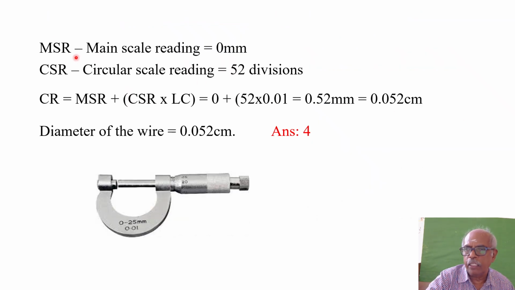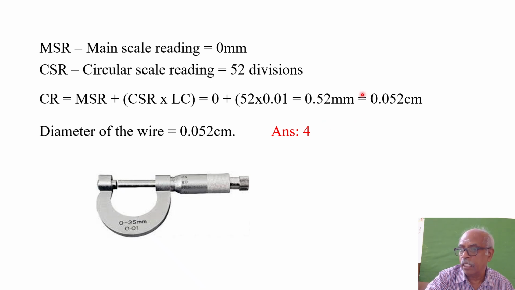Then MSR is equal to 0 mm, the main scale reading. CSR, the circular scale reading, is equal to 52 divisions. So you substitute the values in the formula. CR is equal to MSR plus CSR into LC. What is MSR? 0, plus what is CSR? 52. What is the least count? 0.01. So it is equal to 0.52 millimeter. Remember, it is millimeter, not centimeter.